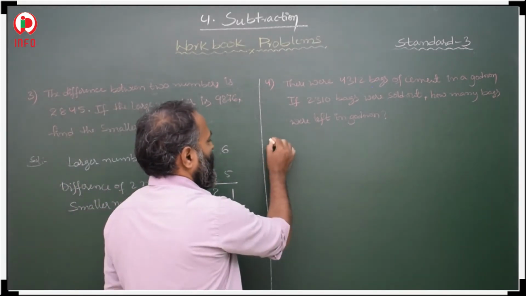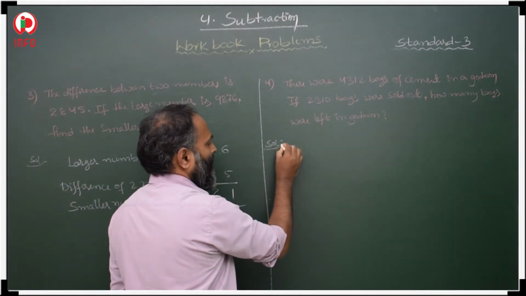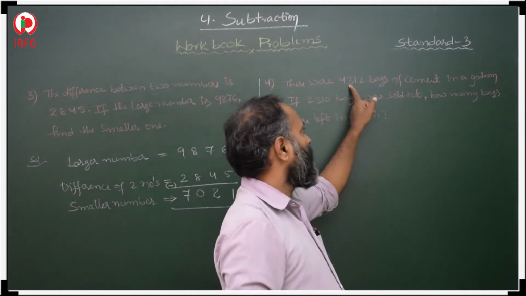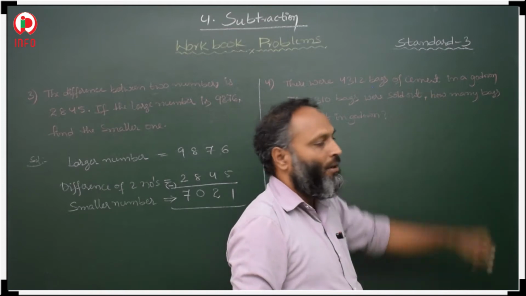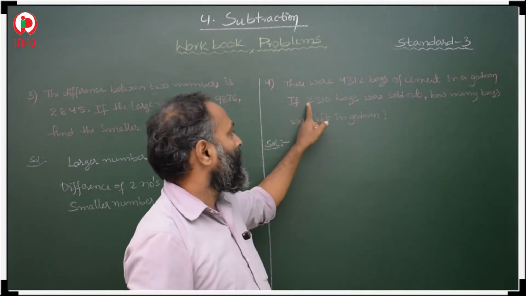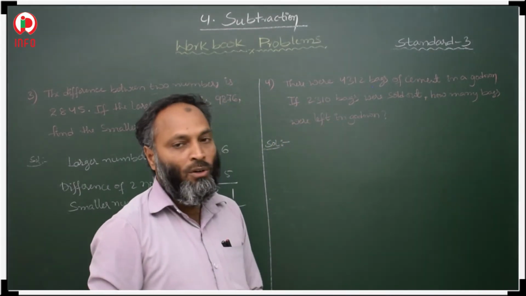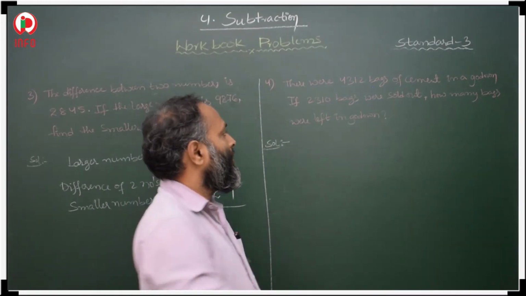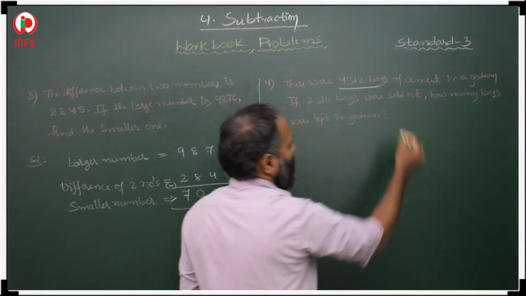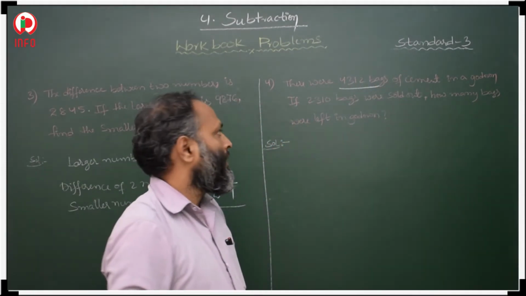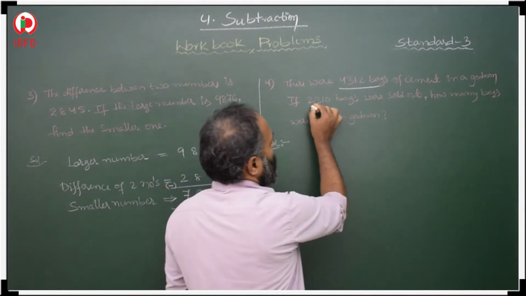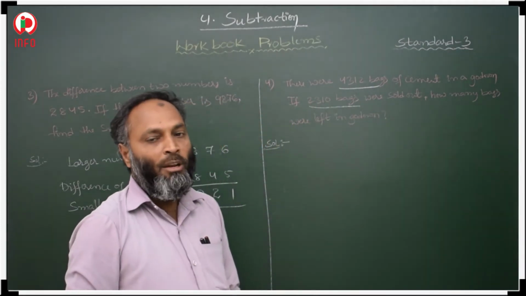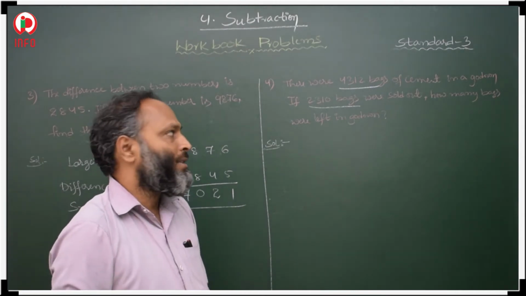Now, there were 4,312 bags of cement in a godown and 2,310 bags were sold out. Then how many bags were left in the godown? In total how many bags were there? 4,312 bags. Then how many bags were sold out? This many bags sold out. Then how many bags are left? Then we do minus here.